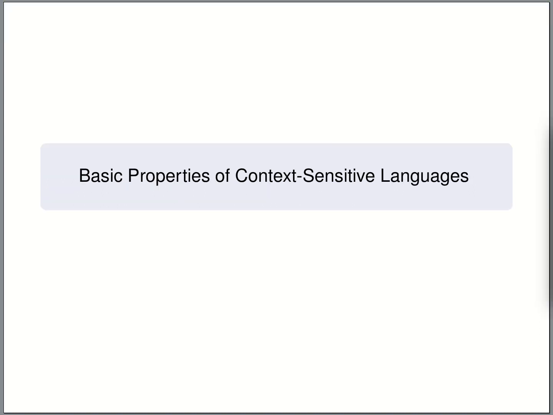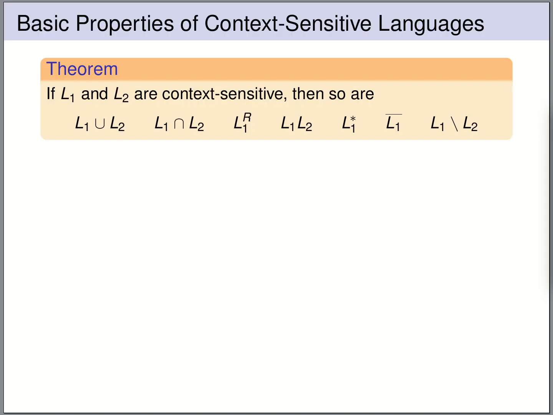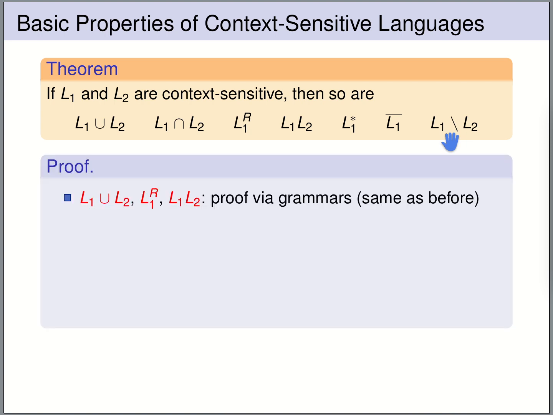Let's have a look at some basic properties of context-sensitive languages. The class of context-sensitive languages is closed under union, intersection, reversal, concatenation, Kleene star, complement, and difference. How do we prove this?